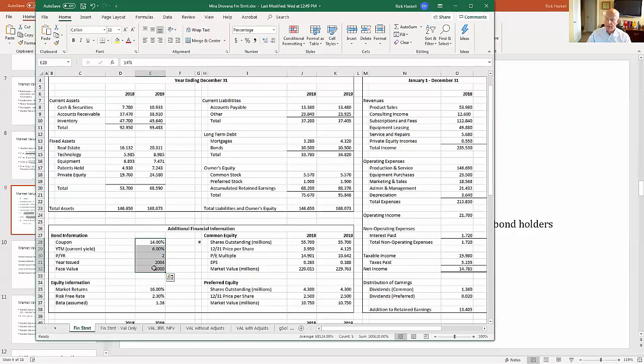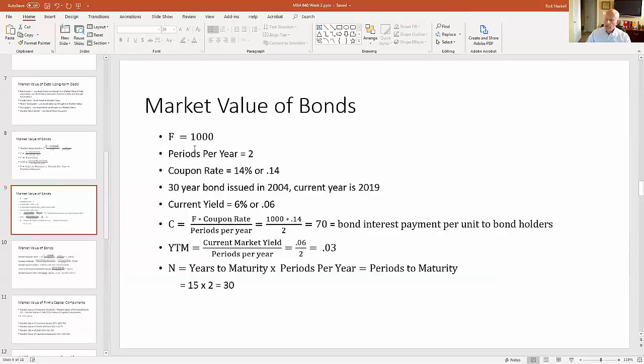And here we have the face value of 1,000. So let's walk through and see how this comes together. Again, our face value of 1,000, periods per year of 2, the coupon rate of 14% or 0.14, and this is the contractual interest rate. That's going to give us a coupon payment equal to not $140, but $70. So 14% times a $1,000 face value divided by 2. We've got a 6%. We're going to then put all this together. So our C is 70.